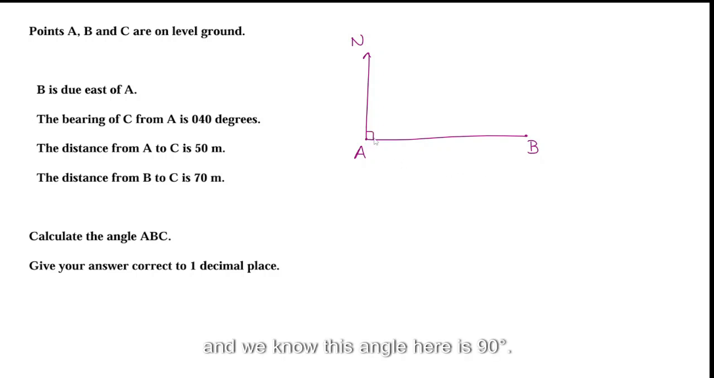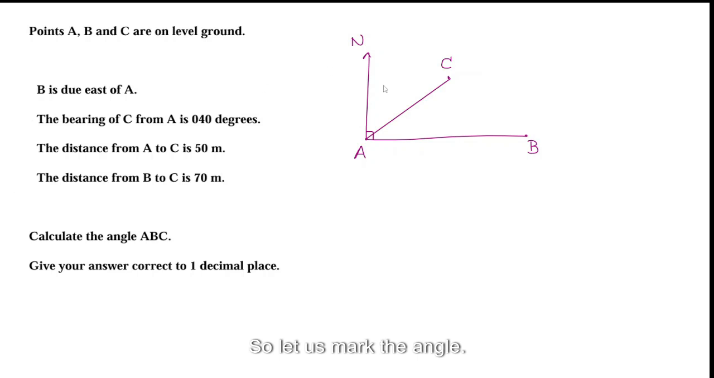And we know this angle here is 90 degrees. The bearing of C from A is 40 degrees. So C is somewhere here, roughly. Now, this does not need to be exact, but it should be something that looks like 40 degrees. So I know halfway through is 45 between north and east. So somewhere around there is fine.